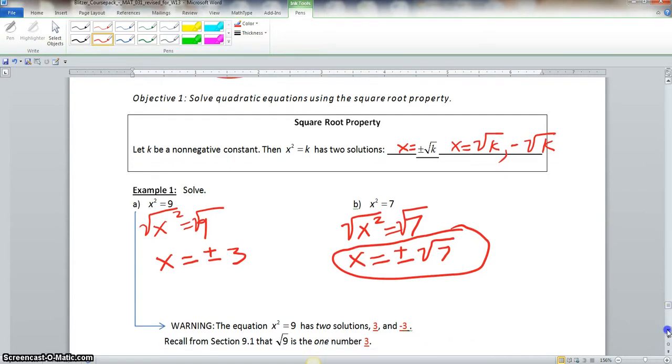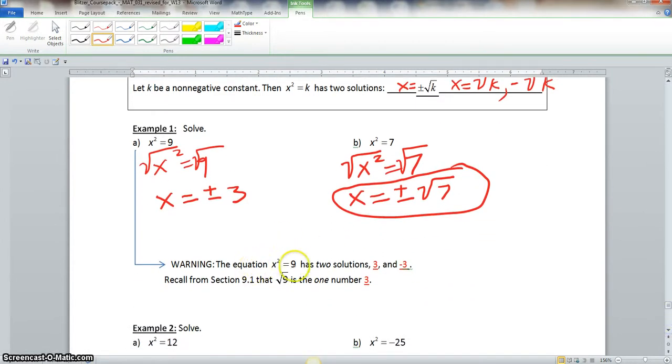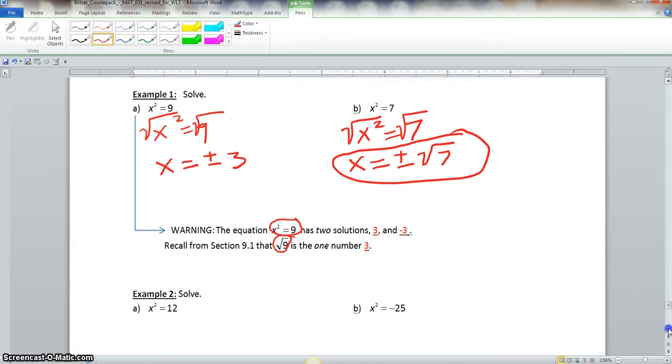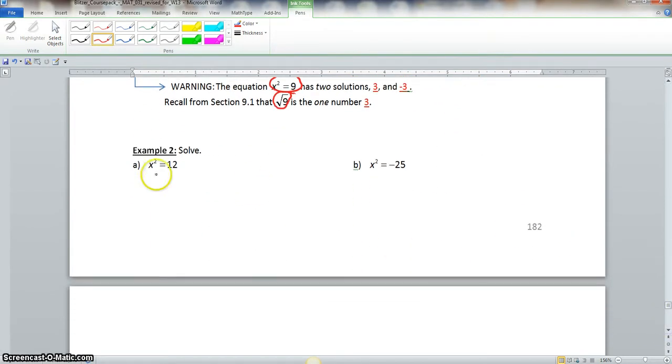Now, we have a warning here. It says, warning, the equation x squared equals 9 has two solutions, 3 and negative 3. Recall from section 9.1 that the square root of 9 is the one number 3. Now, remember, this is an equation. When you have an equation, that's how you get the two answers. This right here is just an expression, and that's when you get the one answer. So that's the difference. Expression, you get 1. Equation, you could get 2.